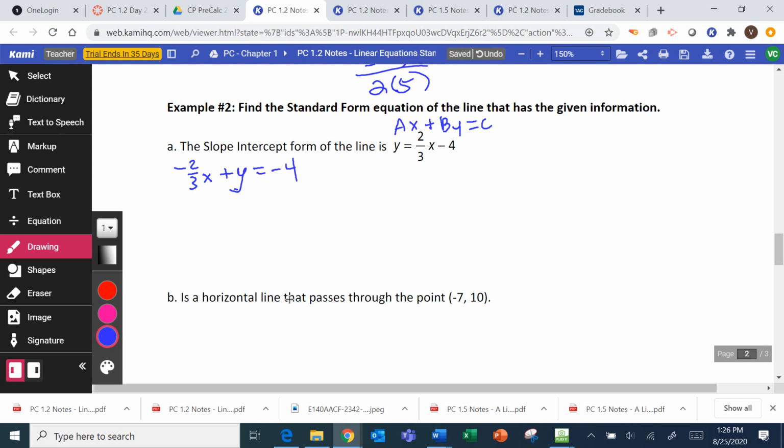And Caitlin, is this standard form? It is not. That is right. Can you tell me why? Because I've got a number that's not an integer. We can't have fractions. We can't have decimals. Is that the only thing?